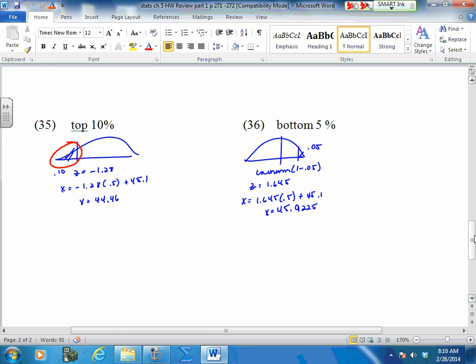Your bottom 5% is here. That's the cars you wouldn't want. The ones that take the longest to brake. You want the ones that take the shortest to brake. This is just reverse of what we normally do because of the way the problem is worded.